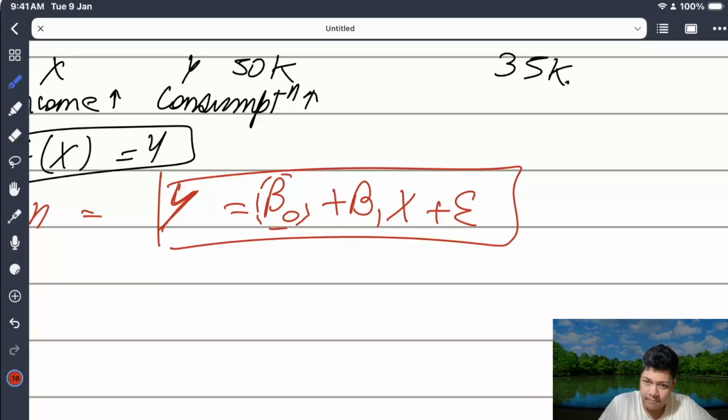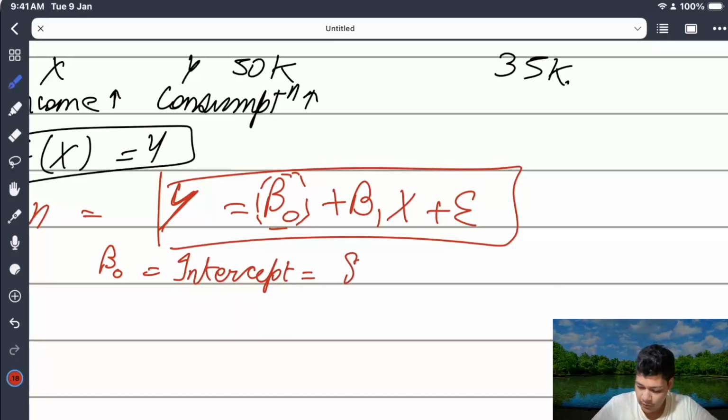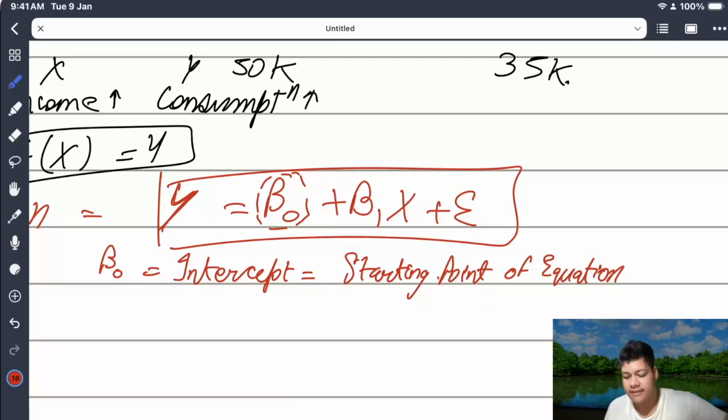The very first is beta naught. What is beta naught? It's a starting point, but in mathematical language, it is known as the intercept. It's the starting point of the equation, and in mathematical terms, it is known as the intercept.